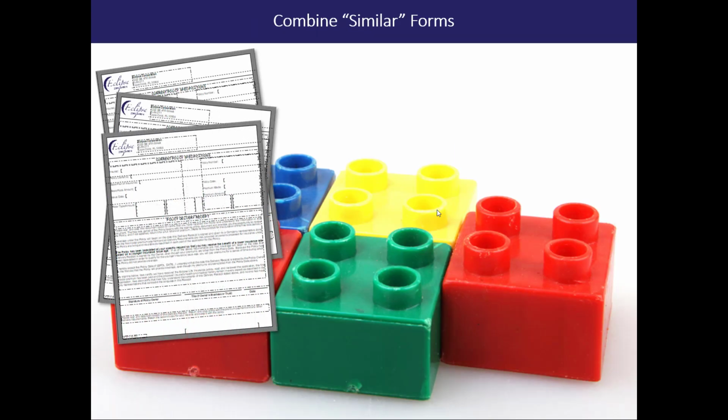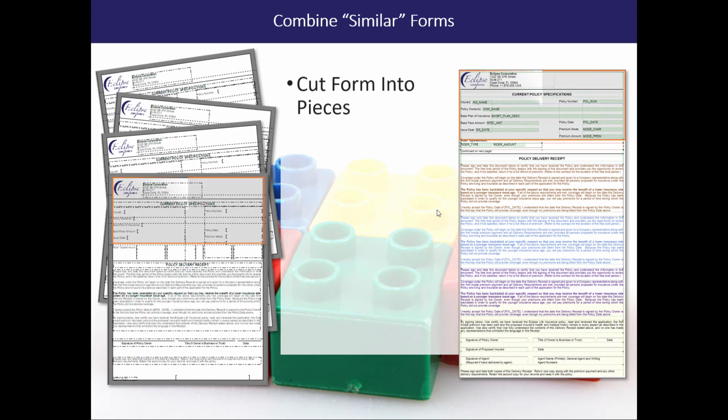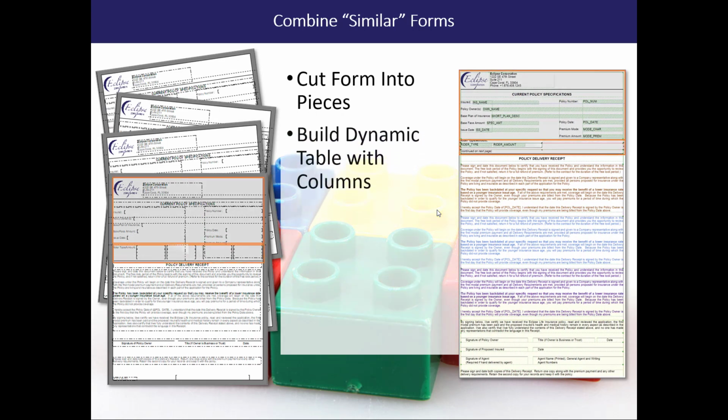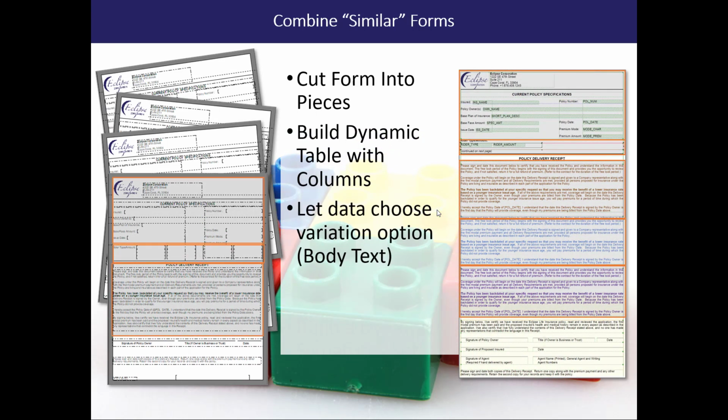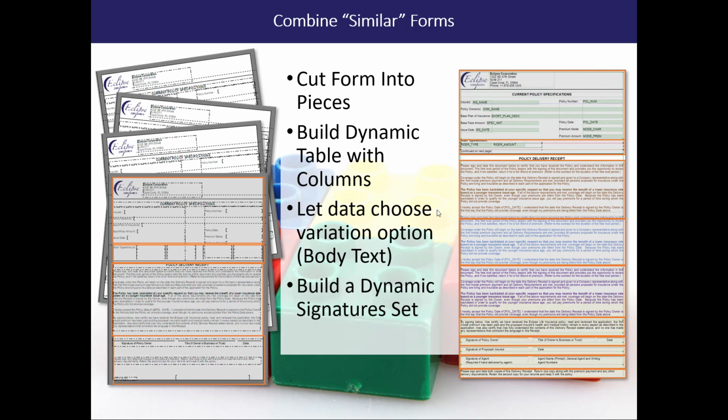In this example, our client had 38 different versions of a delivery receipt shown on the left. By converting the form into a dynamic design, we were able to cut the form into pieces, build a dynamic table with columns, and let the data define which appropriate option for the body text is inserted, and then lastly build a dynamic signature set.